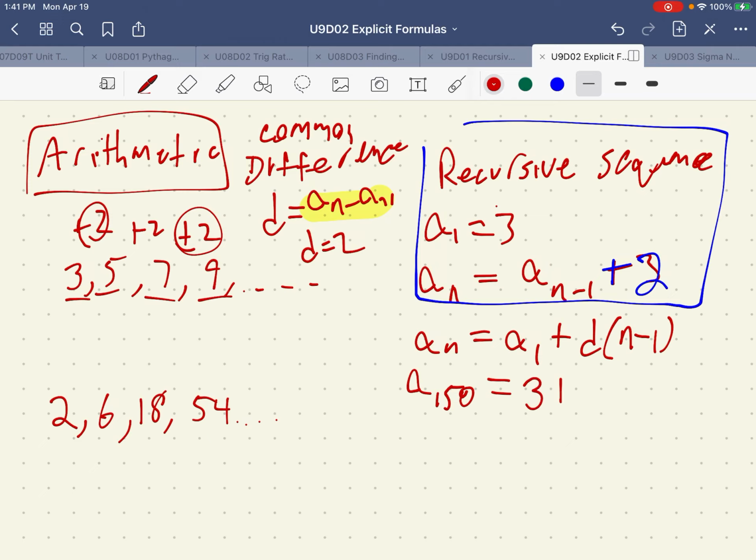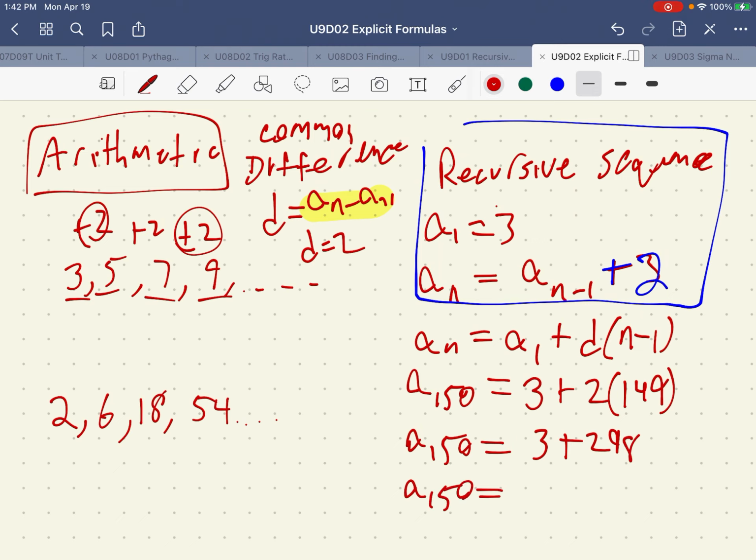I can just start at 3 and I can add 2 149 times to find the 150th term. So the 150th term of this sequence will be equal to 3, and I would have added 2 149 times, which is 298. And after adding 3, we'll get that the 150th term of the sequence will be equal to 301. So this is the formula for an arithmetic sequence. Let's take a look at the other sequence we have here.